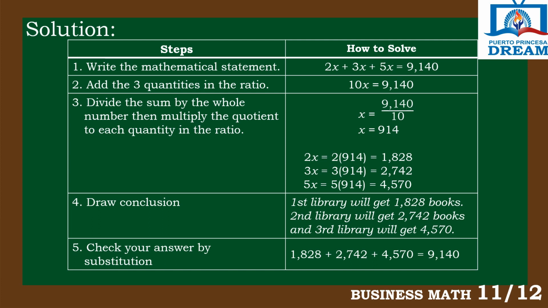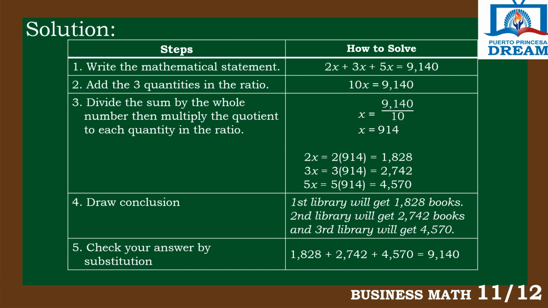Step 3, divide the sum by the whole number, then multiply the quotient to each quantity in the ratio. So that's x is equal to 9,140 over 10. So our x is equal to 914. So 2x is equal to 2 times 914 is equal to 1,828. 3x is equal to 3 times 914 is equal to 2,742. 5x is equal to 5 times 914 is equal to 4,570.